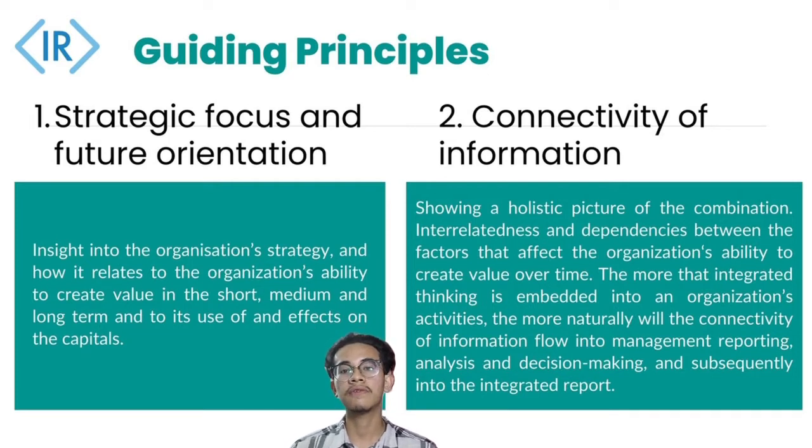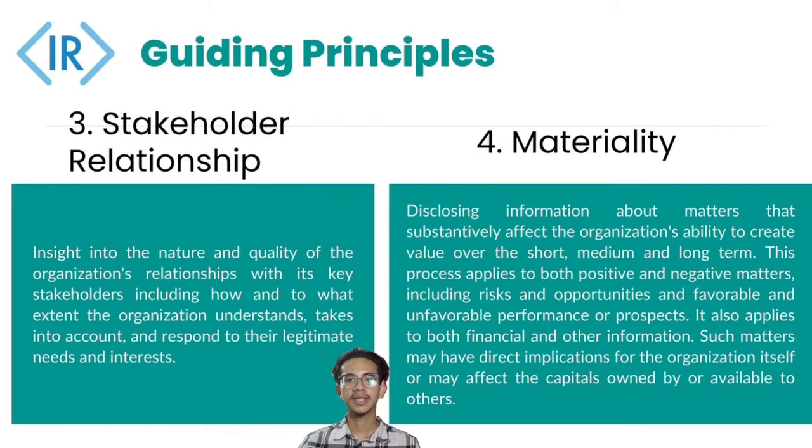So for connectivity of information, interrelatedness and dependencies between the factors that affect the organization's ability to create value over time. So the information being used in this report is connected to one another. Next is stakeholder relationship: nature and quality of the organization's relationship with its key stakeholders, including how and to what extent the organization understands, takes into account and responds to their legitimate needs and interests.